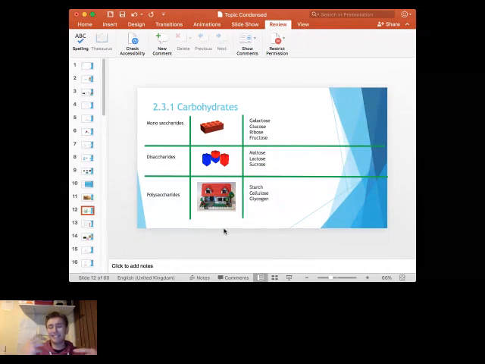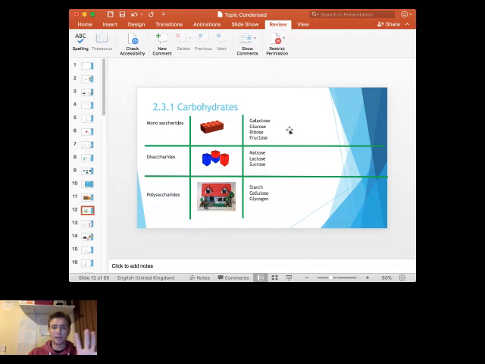Okay? And you have to know examples of each of these categories of carbohydrates. Monosaccharides include things like galactose, glucose, ribose, fructose, right? And you just have to be able to remember these. There's not too much to it. Disaccharides are things like maltose, lactose, and sucrose. And then for polysaccharides, the three main examples you have to know are starch, cellulose, and glycogen. And we're going to go into a little bit more detail about those in a second.